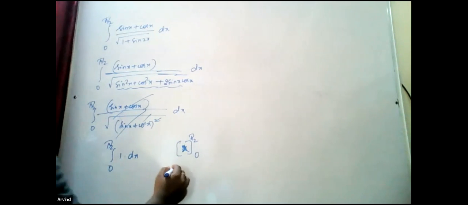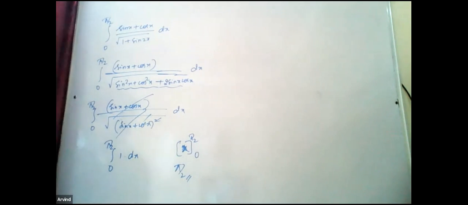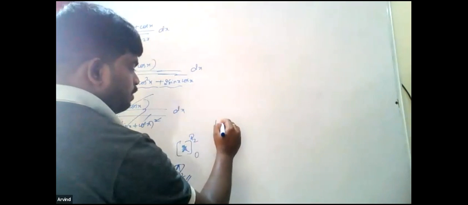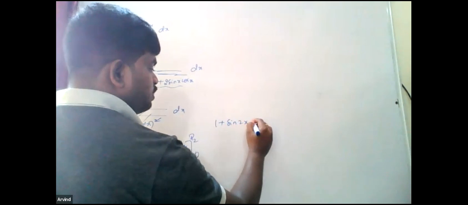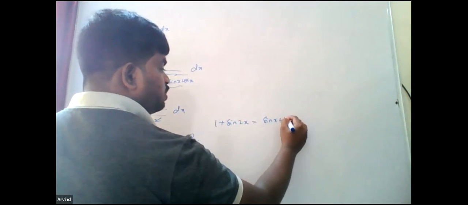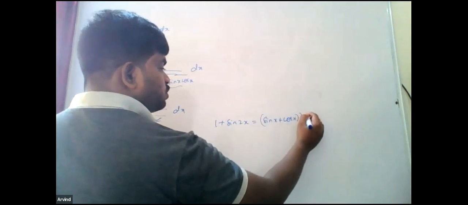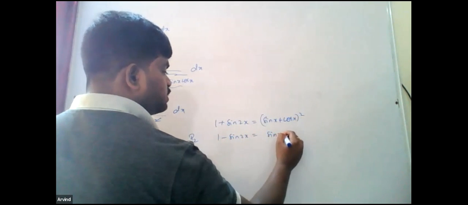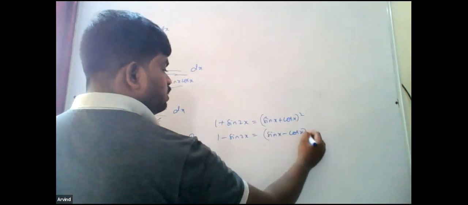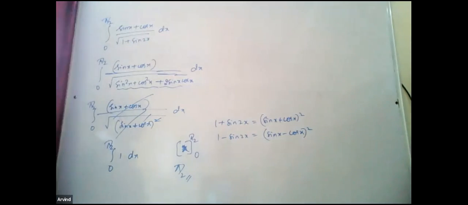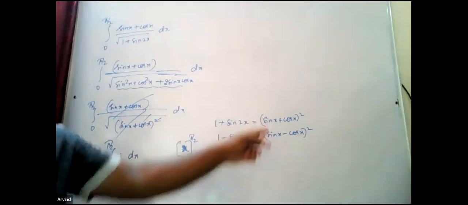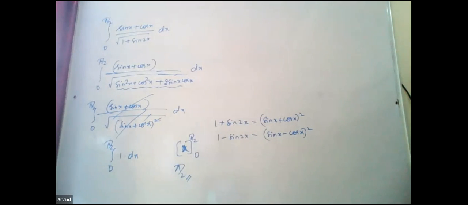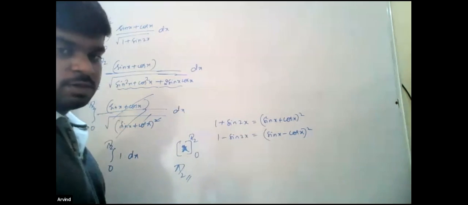Okay. So if you apply the limits, it will be pi by 2. That will be the answer. So remember, 1 plus sin 2x is nothing but (sin x plus cos x) the whole square, and 1 minus sin 2x is (sin x minus cos x) the whole square.